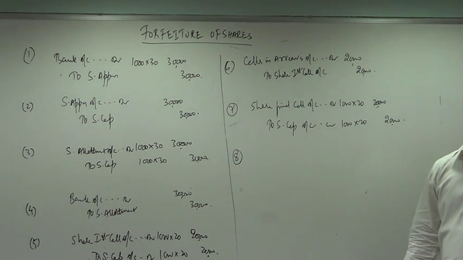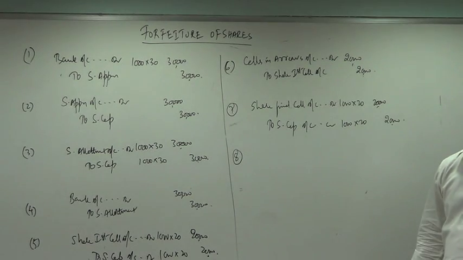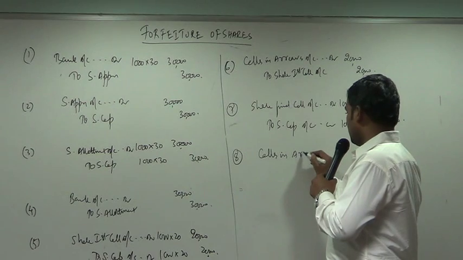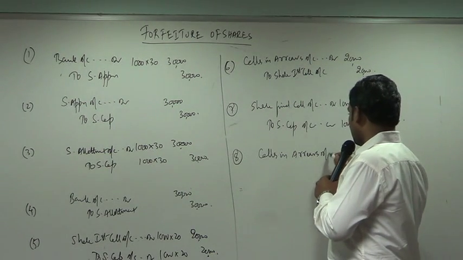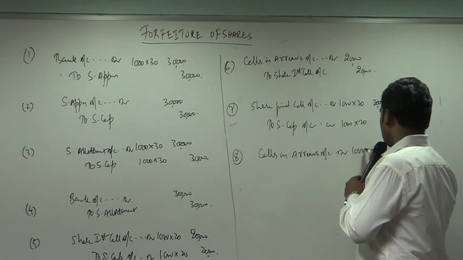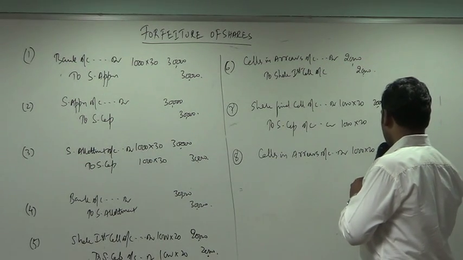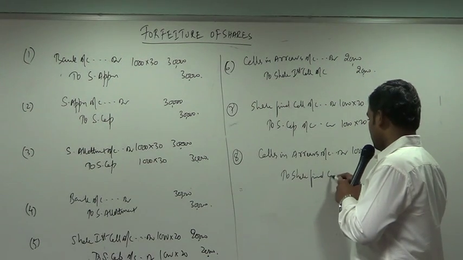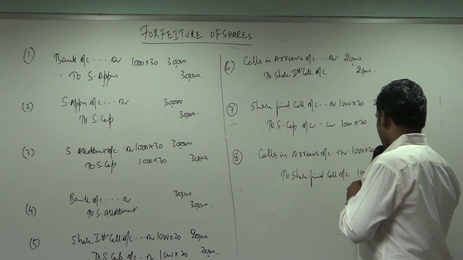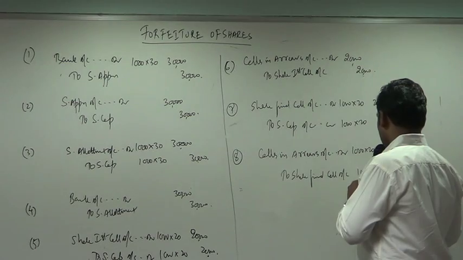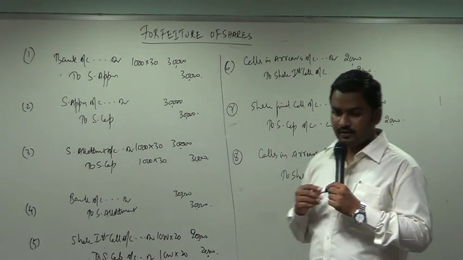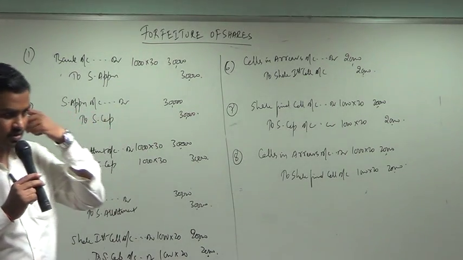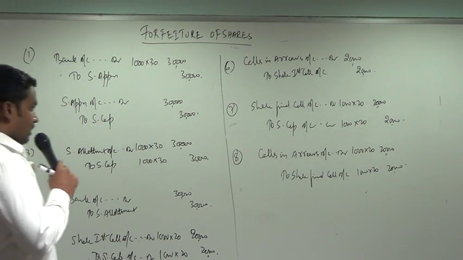When final call money is not received, what entry do you pass? Calls in arrears account debit 1000 into 20, 20,000 to share final call account 1000 into 20, 20,000. So we have removed his name from the final call register and placed his name in the calls in arrears register. Is it clear, everyone?